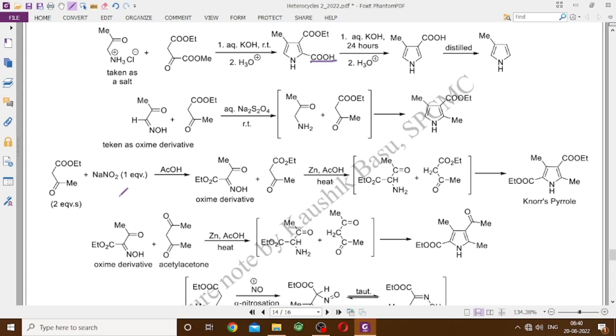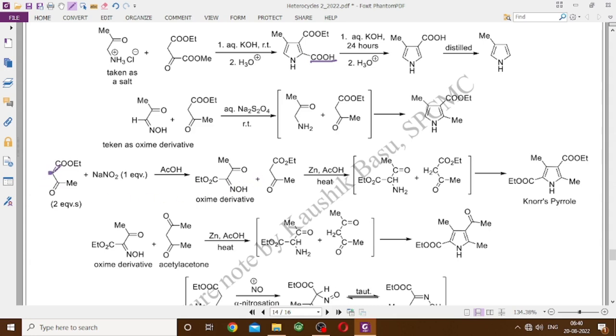If I am to take 2 equivalents of ethyl acetoacetate and then treat it with 1 equivalent of sodium nitrite in presence of acid, one of them will undergo oxime derivative formation at the active methylene position.